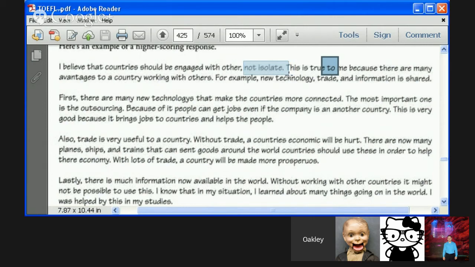Or not isolated. Yeah, okay. Should be engaged with others, not be isolated. I think it's not entirely necessary to repeat "be" here. What we're doing here is, engaged and isolated are two adjectives. You're using "be," a linking verb, so it's okay for me to be angry, and isolated is like "be angry." Not angry, not actually, here it's an adjective.